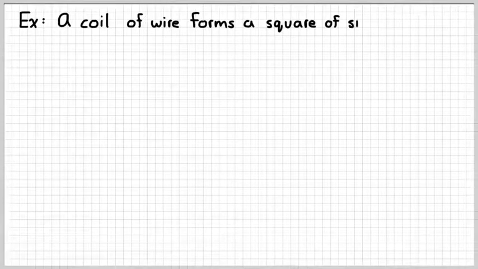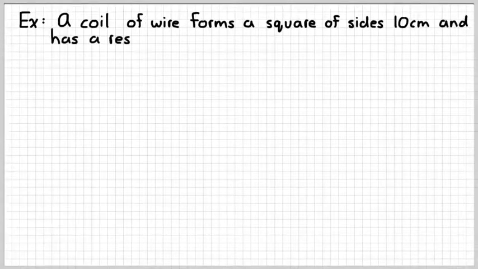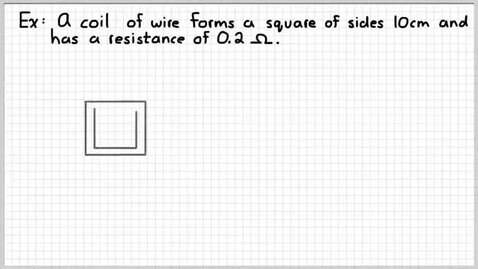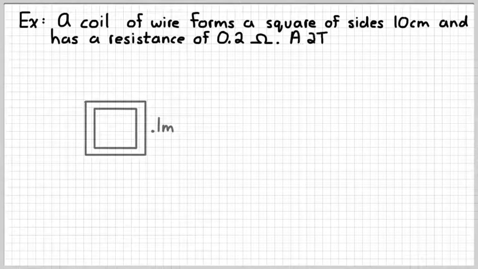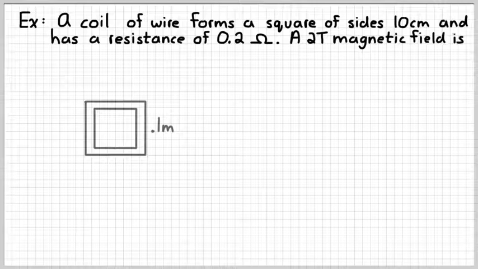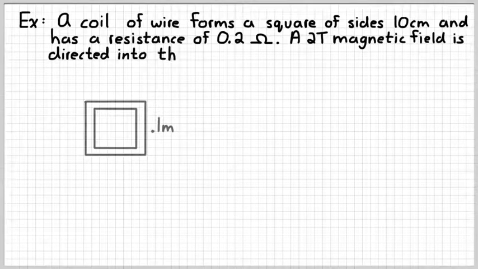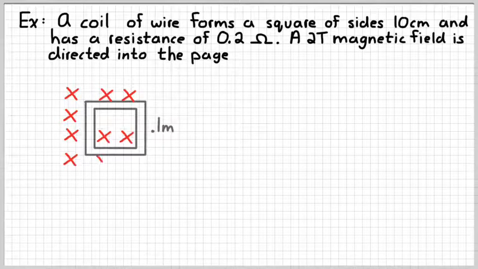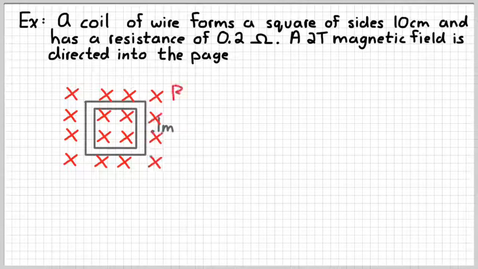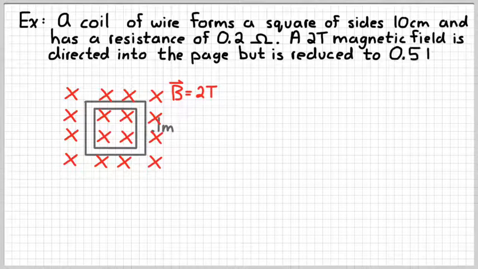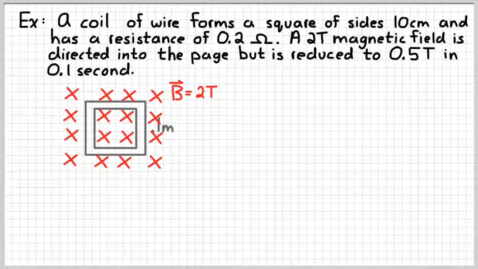Let's say we take a coil of wire and we form it up into a square, and that the sides of that square are 10 centimeters, and it's pretty good wire, so let's say it's got a resistance of 0.2 ohms. So there's my loop of wire. And then we put it in a 2 Tesla magnetic field which is directed into the page, somehow, some way. So here's our magnetic field. But then over time we reduce it to half a Tesla. And let's just say that that time is 0.1 seconds. So it happens pretty quickly.